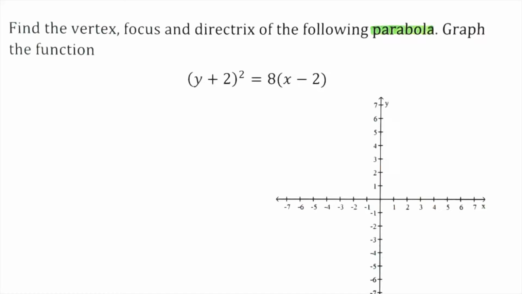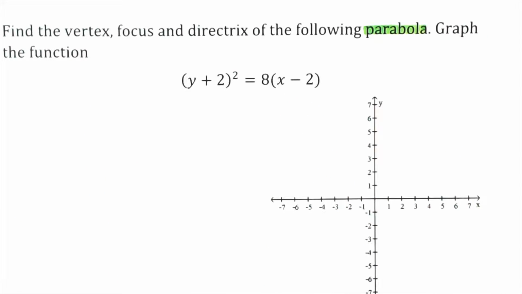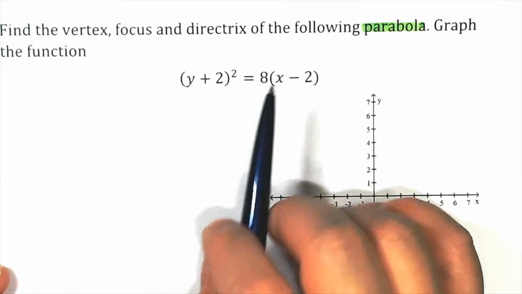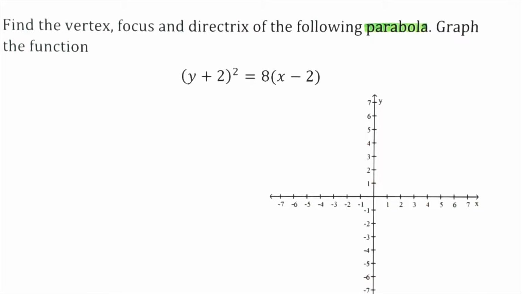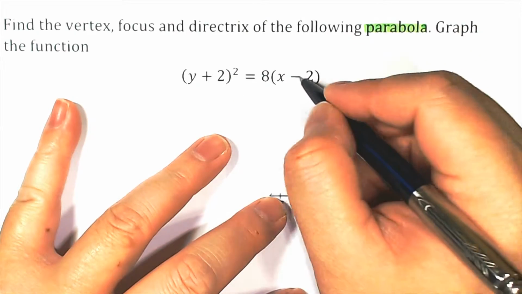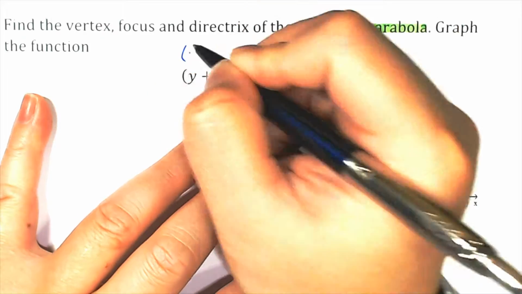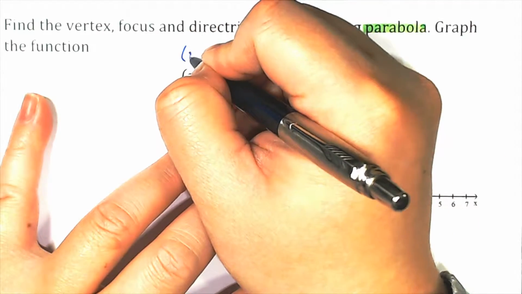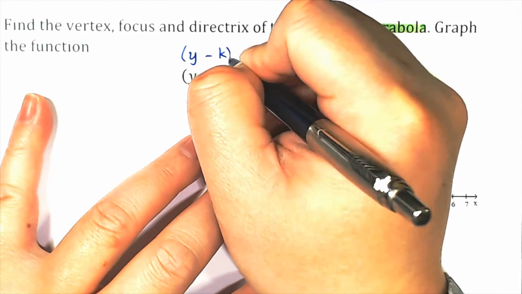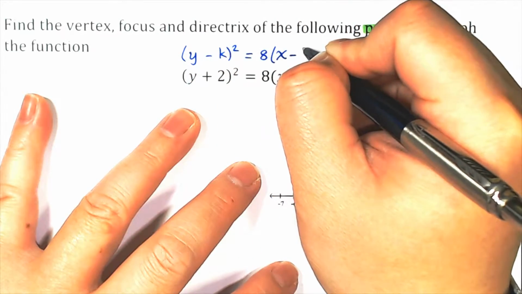Find the vertex, focus, and directrix of the parabola given by this equation. So the first thing we see is that whether it's the form of the parabola is not really important. What we see is y plus 2 and x minus 2. So if we write the form of the parabola, this will be y minus k squared equal to 8 times x minus h.